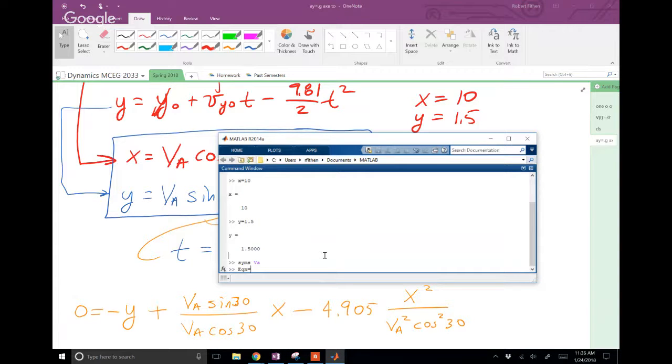So what I'll do is EQN is equal to minus Y, and Y is already determined, plus, now I could put the VA over the VA or just recognize they cancel and just do tangents, but I got to do tangent. Did I write the thing? No, I did tangent of 30 degrees minus 4.905 times X squared divided by, I'll do the cosine first. Cosine of 30 degrees, but I got to square that. And now I got to square VA.